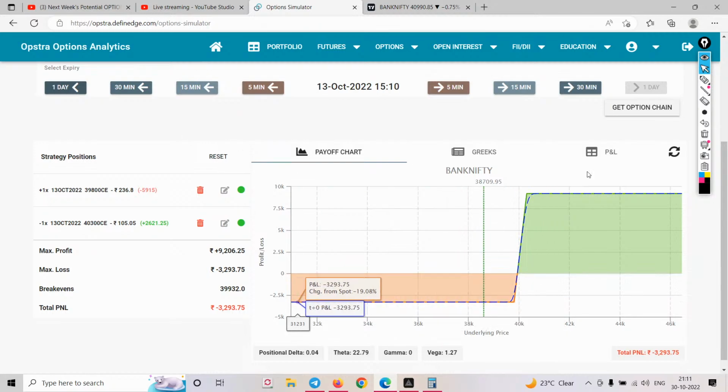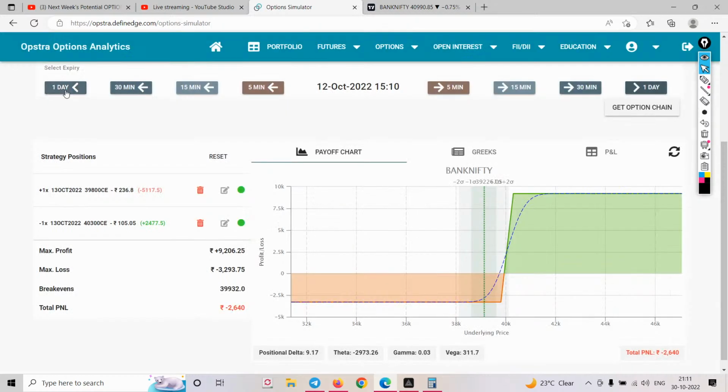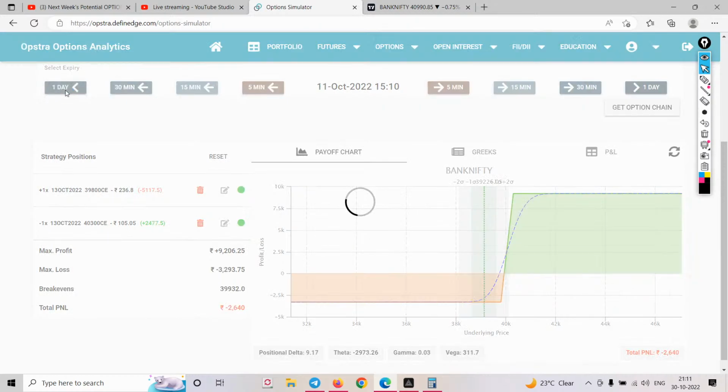Can we go for this example? I'll take you to the start of the day. I don't know why Opstra is so slow. Can someone check at your end whether Opstra is slow or it is my end basically?